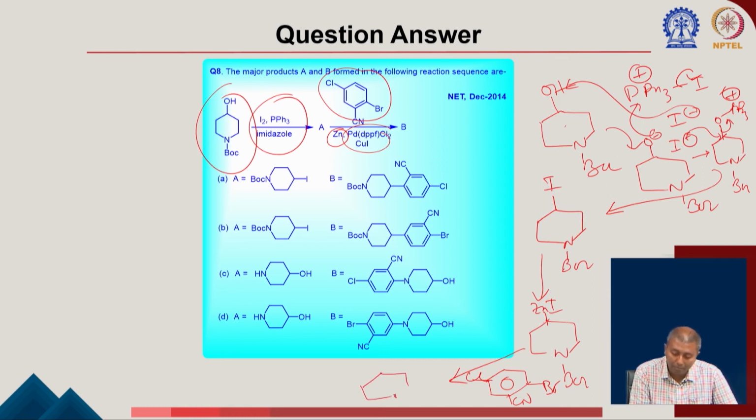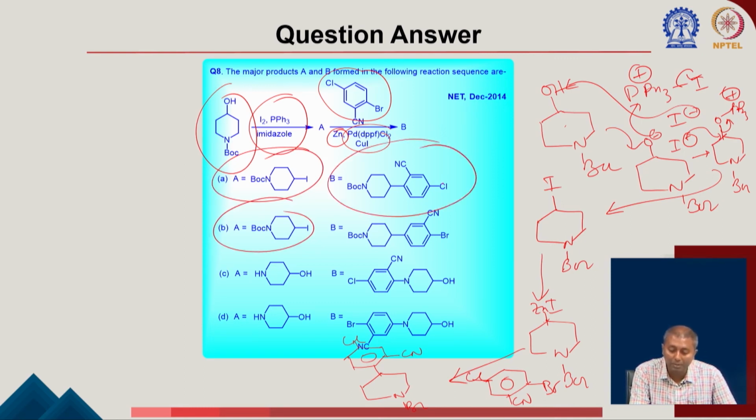So you will end up forming a product where one aryl ring will be introduced here, okay, where you will have a cyano and then you have a chlorine here. So if you look into all the options, answer options A and B have a correct option for A, but only in case of B you see the correct option, because the cyano will be next to that bromo. So this is nothing but an Appel reaction and a Negishi coupling to get to the corresponding product.